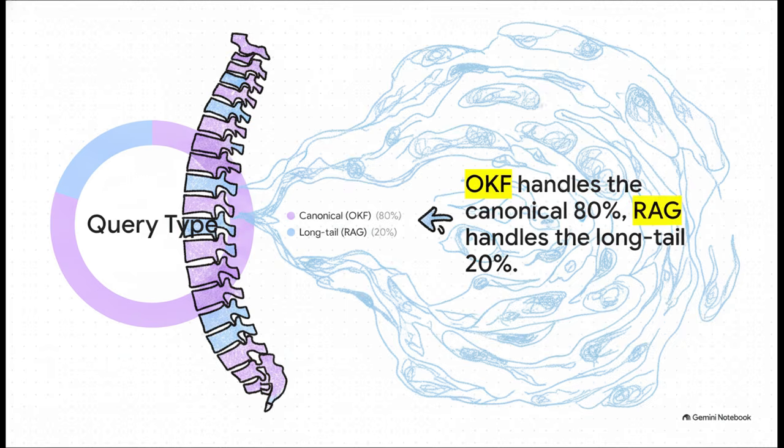RAG, on the other hand, acts as the sprawling reach for the messy, unbounded 20%, like massive archives of old support tickets or fuzzy searches you could never manually curate. You just drop a thin router in front of your agent, and it intelligently directs queries to the right system based on the stakes of the question.